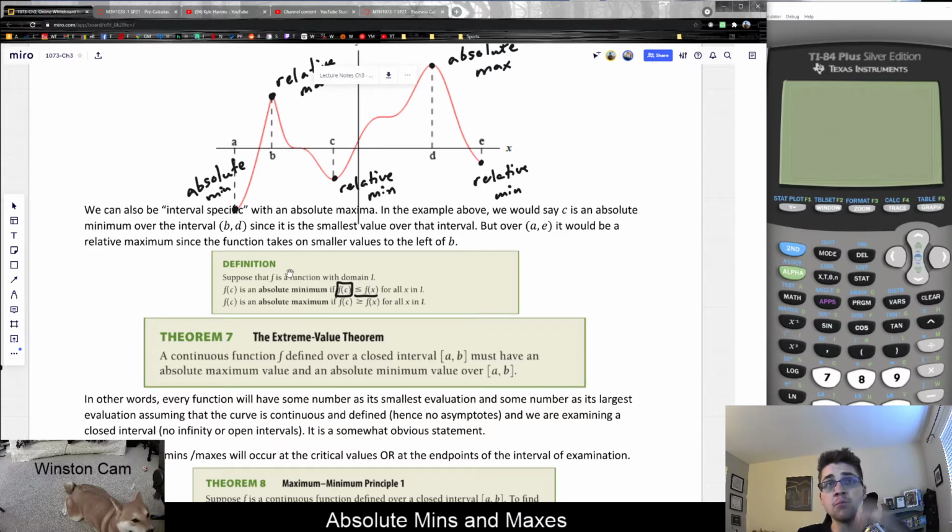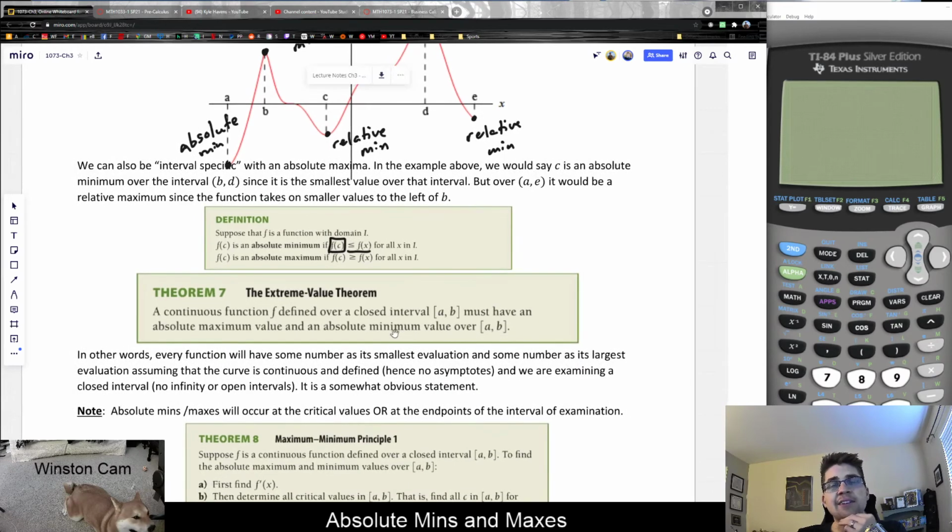And same for absolute maximum. Like at D, there's never going to be a higher value of this function than at this point. So f of c is greater than or equal to all values of f of x, no matter where it is in that interval. And the extreme value theorem is extending on this idea and bringing up a point which I mentioned earlier, which is another important point working towards the ideas in this next section.